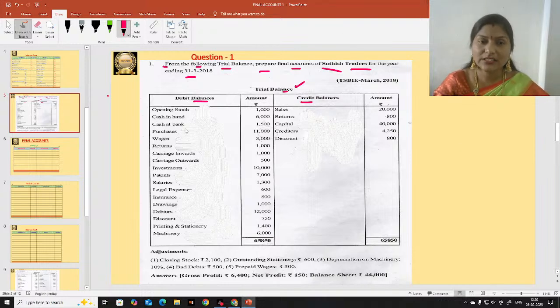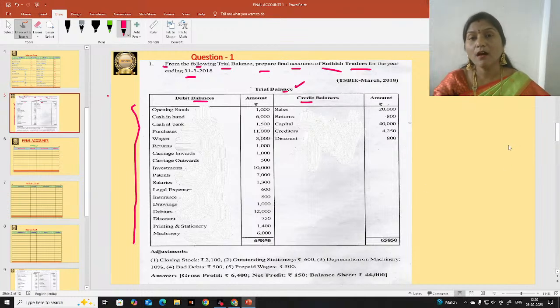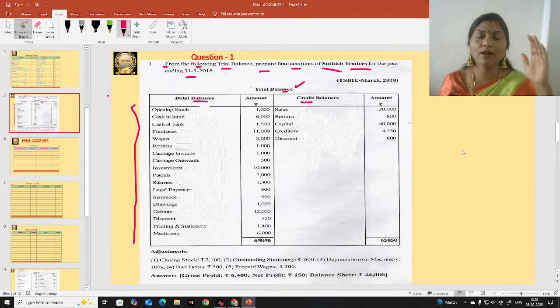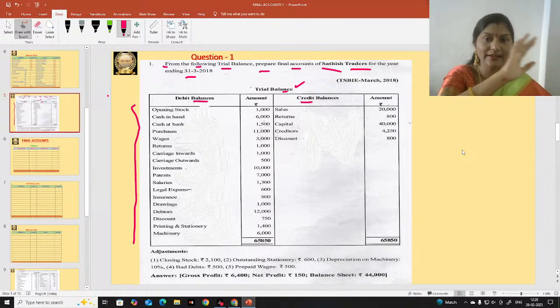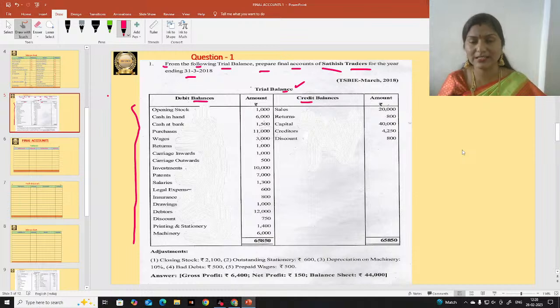Okay, so these debit side items, students, whatever are given here on the debit side, will appear either in the trading account debit side, or in the profit and loss account debit side, or in the balance sheet on the asset side. Remember that, asset side. So these items will appear in any one of these three: either trading account debit side, profit and loss account debit side, or balance sheet asset side.